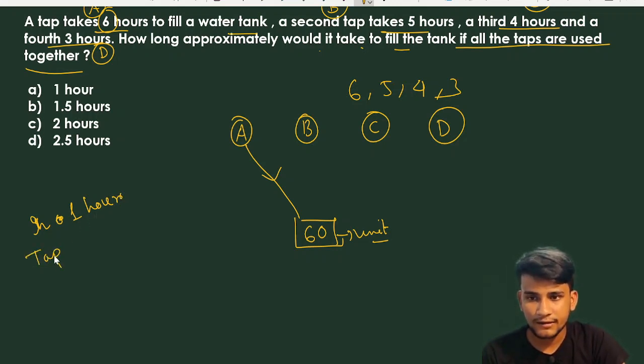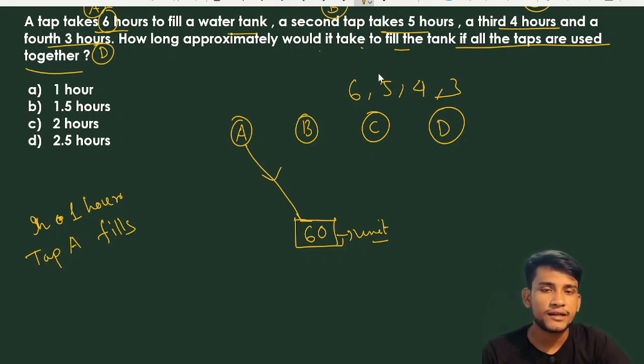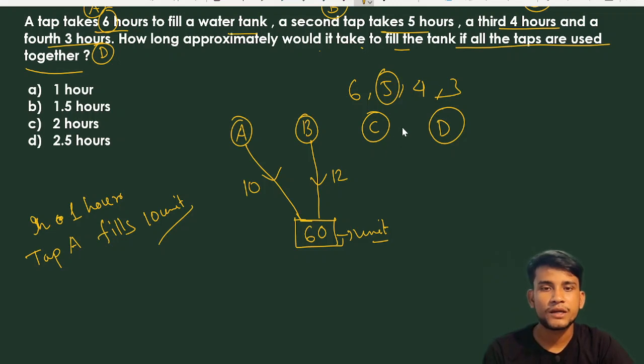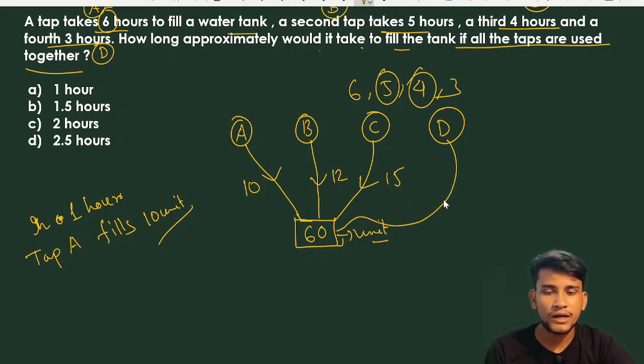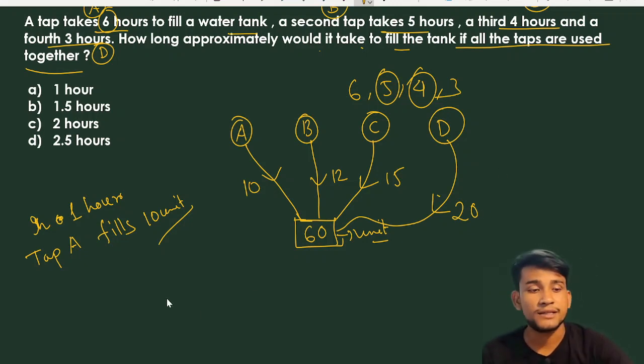tap A fills what? Tap A fills a total of 60 units in 6 hours, that means in 1 hour it fills 10 units. B, in 1 hour B fills 12 units. In 1 hour C fills how many units? This is 15 units. And in 1 hour D fills what number of units? This is equal to 20 units. Now that means this is a trick.